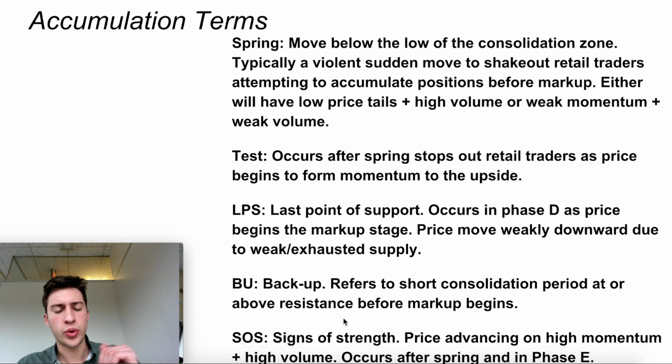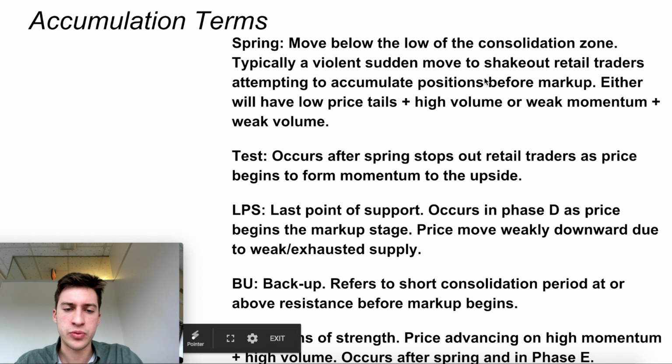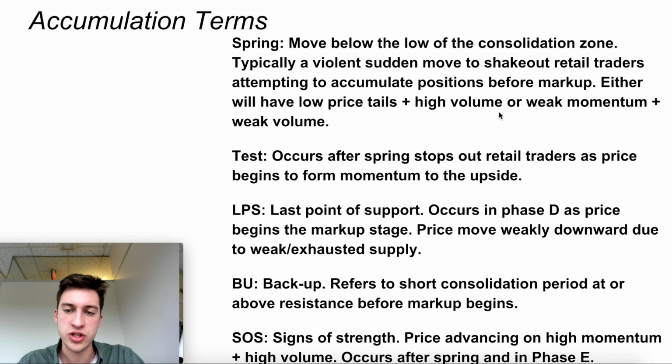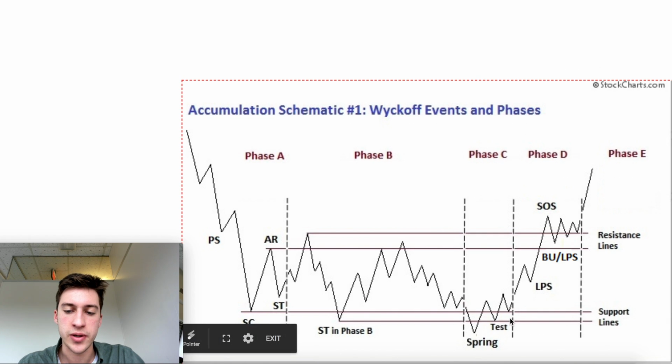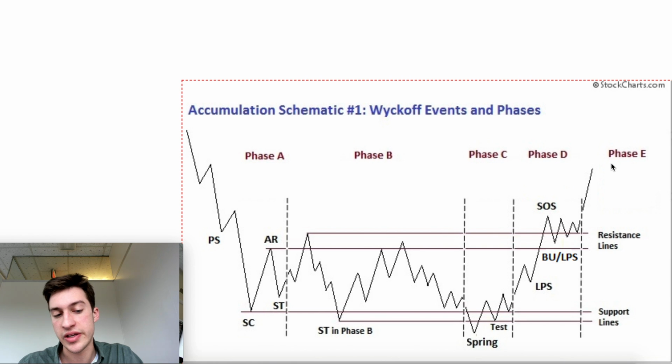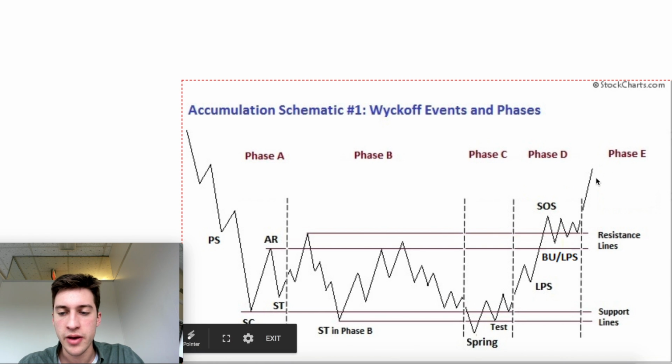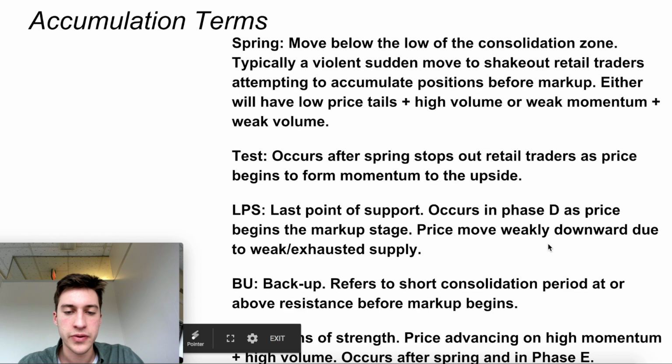So what are we going to see? Well, we're probably going to see a quick, sudden move to shake out many retail traders and also to convince them the price is going to be bearish. So the purpose of this for institutions is to accumulate many long positions before we get the markup phase. And remember, the markup phase is just this phase right here. Phase D leading into phase E as price begins to mark up and then break through resistance.